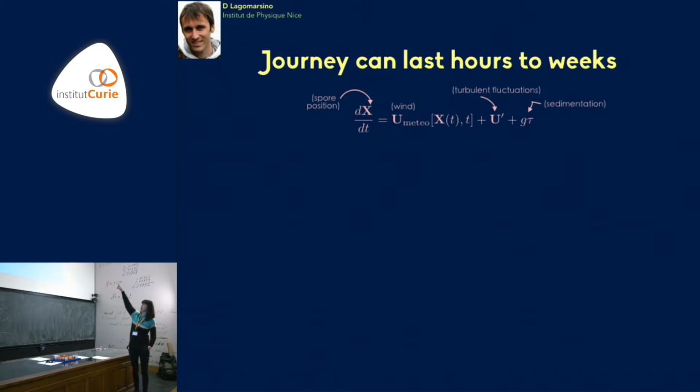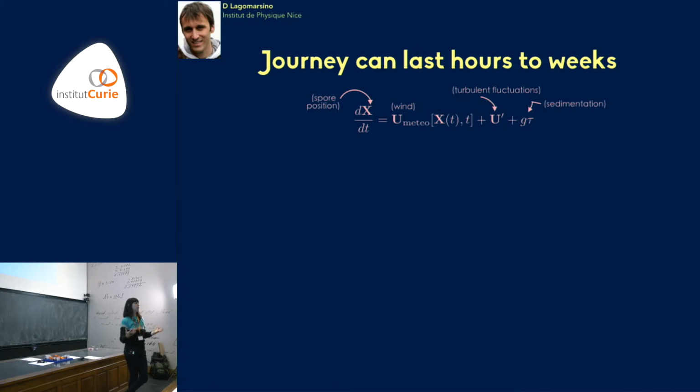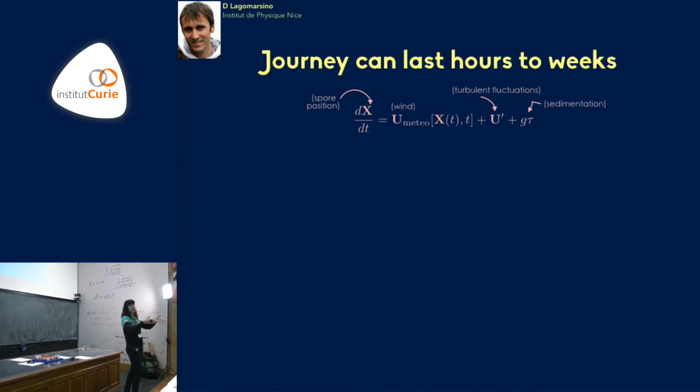So this is the equation of evolution of the trajectory of the spore, and you see it evolves because of three terms. There is U-meteo. These are gigantic data sets of meteorological winds. These are becoming increasingly resolved. They are large scales, so the grid points over which you know the wind are maybe 10 kilometers apart, 1 kilometer apart for the best resolved data sets, and 3 hours apart. So this is how the large-scale landscape looks.